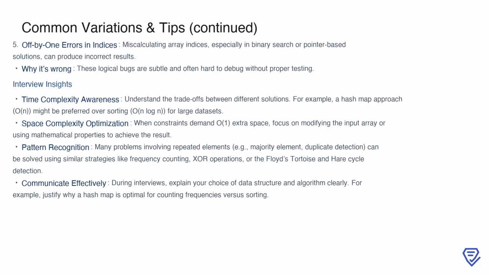Recognizing patterns across similar problems can also help you generalize solutions. For example, strategies like frequency counting, XOR operations, or Floyd's tortoise and hare method often appear in problems involving repeated elements. And don't forget the importance of clear communication in interviews. Explaining why you've chosen a specific data structure or algorithm, like preferring a hash map for counting frequencies over sorting, demonstrates a thoughtful and structured approach.